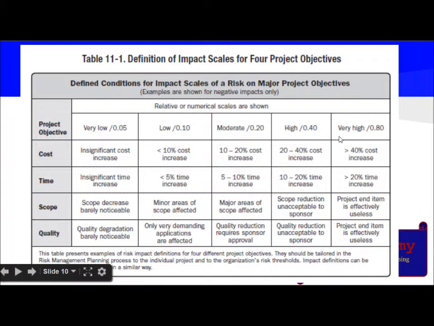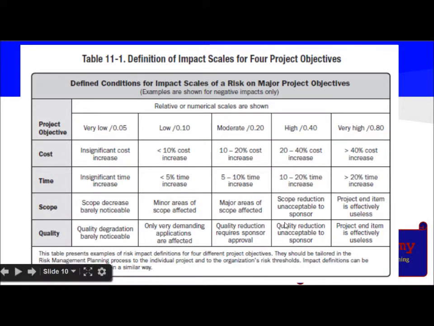Note that in case of a project objective which is very high in importance, like relative scale is 0.8, which is very high, impact of risk is very high, then the cost increase is greater than 40%, and the time increase is greater than 20%. Then scope is, project end item is effectively useless. In case of quality, project end item is effectively useless.